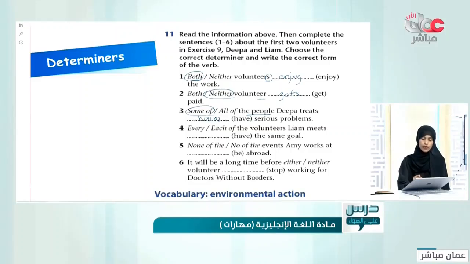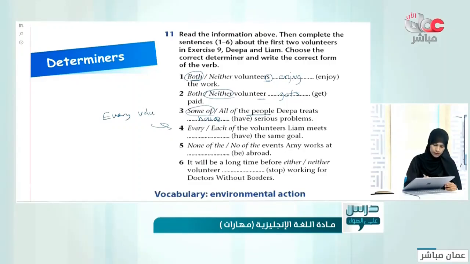Then number 4 says every or each of the volunteers Liam meets dash the same goal. Can I say each of the volunteers or every the volunteers? No, I can't say every the volunteers. Every doesn't come with that, so I can only say every volunteer. I can't say every of the volunteers.